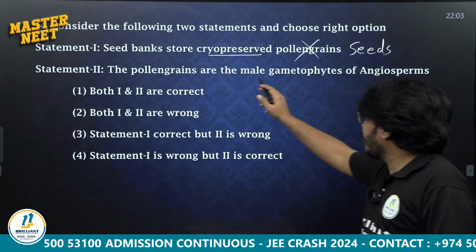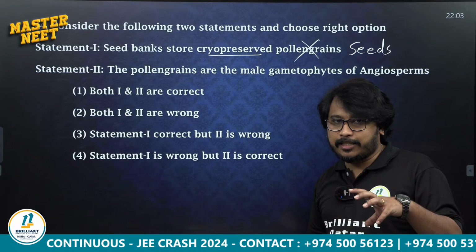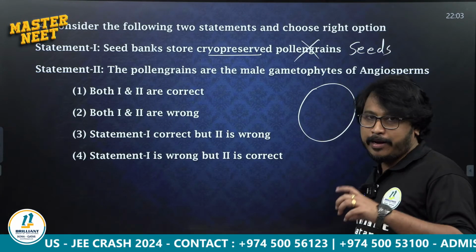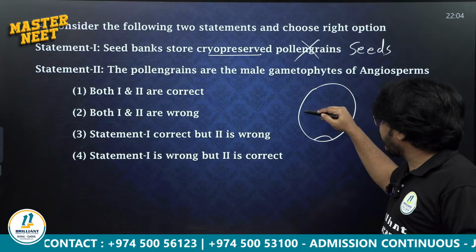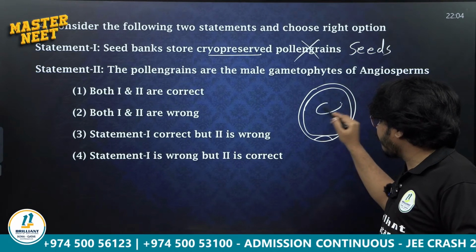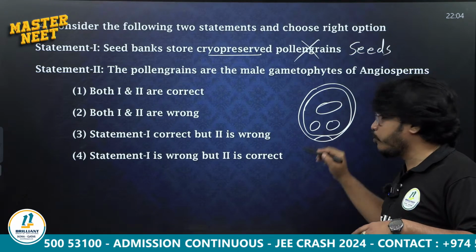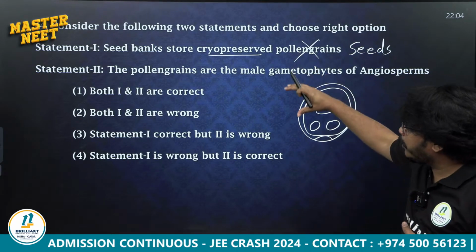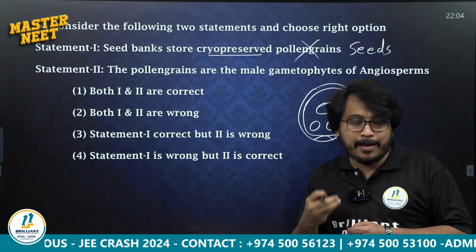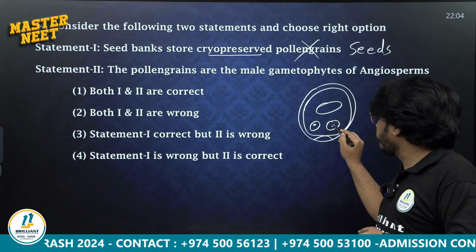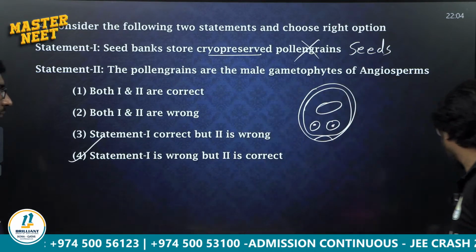Second one, pollen grains are the male gametophyte of angiosperms. Remember the pollen grain structure. It has an outer exine made up of sporopollenin, which is not continuous. There is a germ pore. Inside that there is an intine, and it has a vegetative cell with an irregular nucleus and a generative cell that will give rise to two male gametes. So that's all about the pollen grain. This pollen grain is the male gametophyte which produces two male gametes. So here statement 1 is wrong but statement 2 is correct.